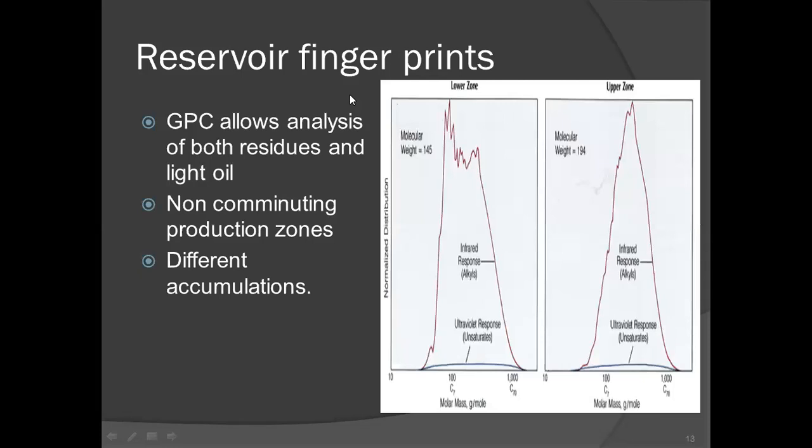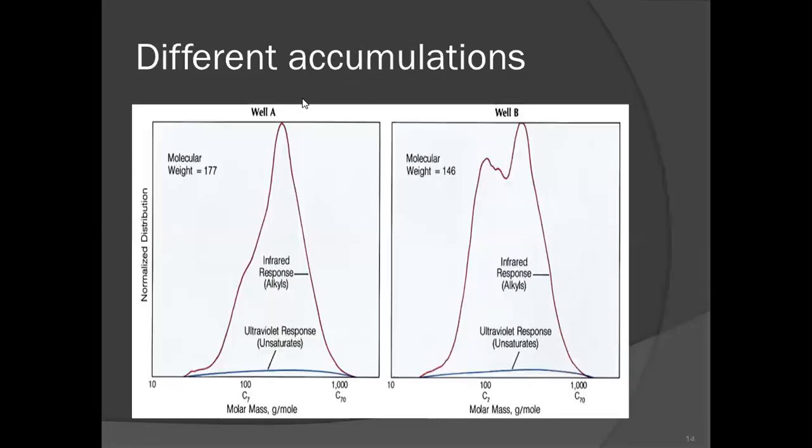The reservoir fingerprints GPC, with its gel permeation chromatography, allows the analysis of both residues and light oils of similar fingerprints. There are non-communicating production zones, which are dissimilar fingerprints of the same oil sample from the same well at different depths, while different accumulations are dissimilar fingerprints from two oil wells at the same field.